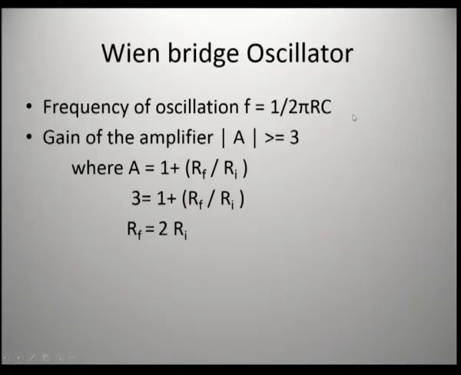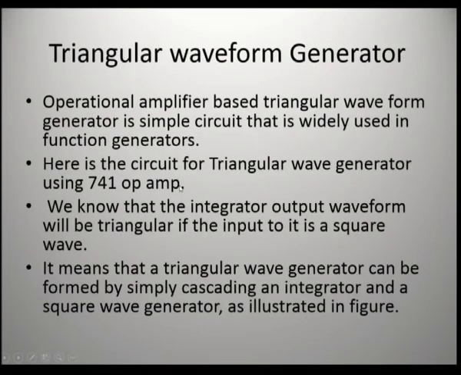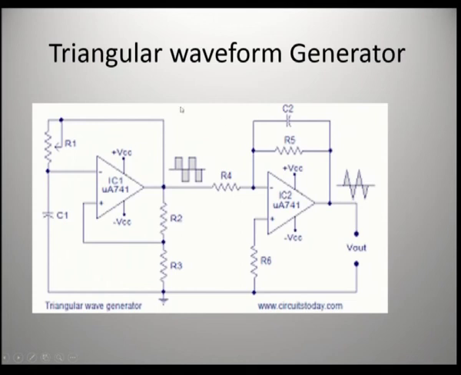Suppose the question is to design a Wien bridge oscillator for the frequency 1 kilohertz. You have to take this frequency as 1 kilohertz, assume the value of capacitance C as less than 1 microfarad and calculate the value of R, and here also you have to assume the resistance Ri as 10 kilo ohms, and based on this condition you have to calculate the value of the resistance.